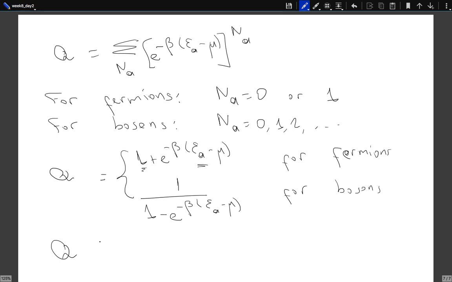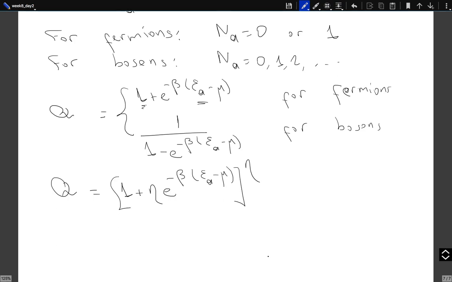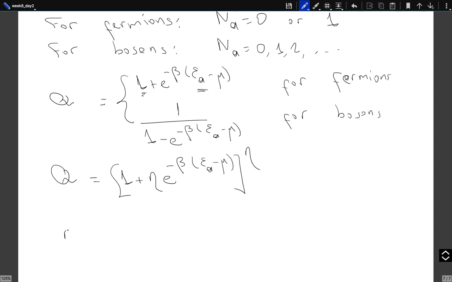Well, I can write both of them using a slightly shorthand notation. Let me write it as (1 plus eta e to the power minus beta (epsilon A minus mu)) to the power of minus eta, where this constant eta is 1 for fermions and minus 1 for bosons.